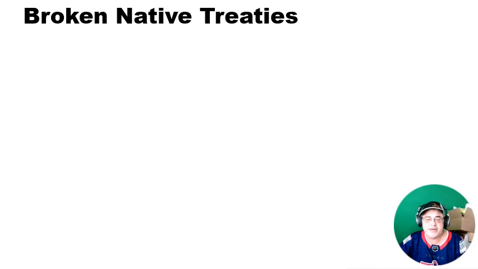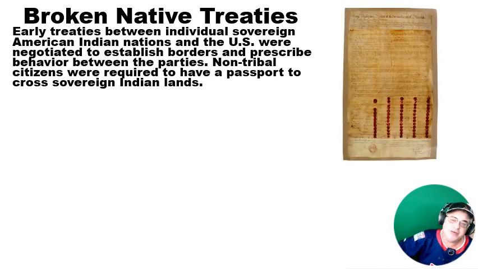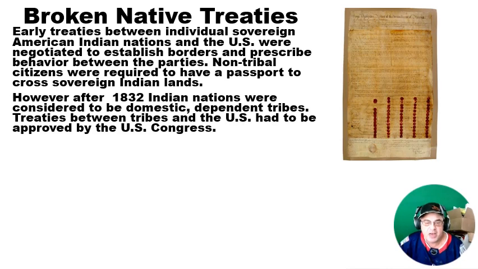All right, now the treaties, okay? Now, the treaties that were made between Native Americans, their Indian nations or tribes in the U.S., were done to have borders, and then to describe the behavior between the parties, what you could do and couldn't do. If you were not of the Indian tribe, you were supposed to have a passport to be able to cross, once again, that word, sovereign Indian lands. Here's an example of a treaty. I'm not sure, this might be Fort Laramie over here. I'm not sure, I made this slide some time ago.